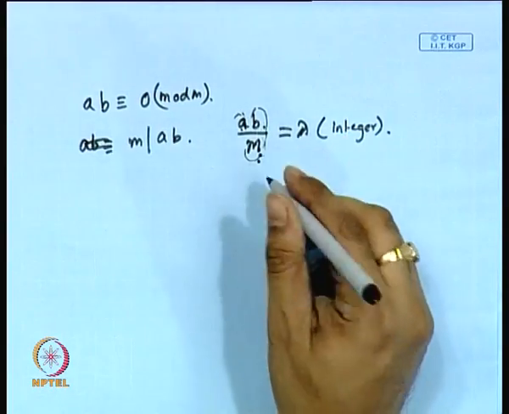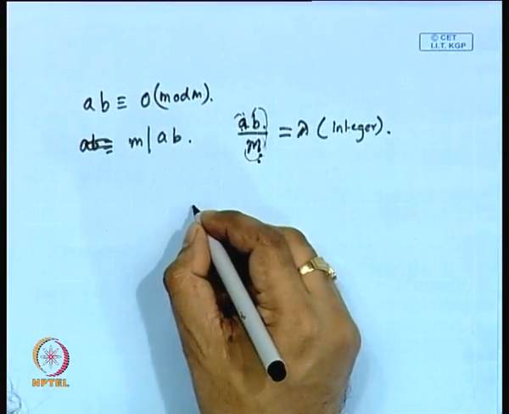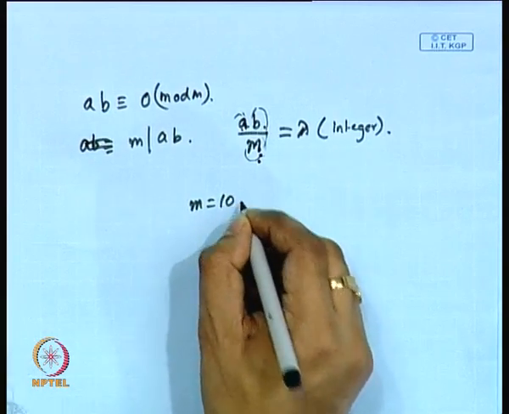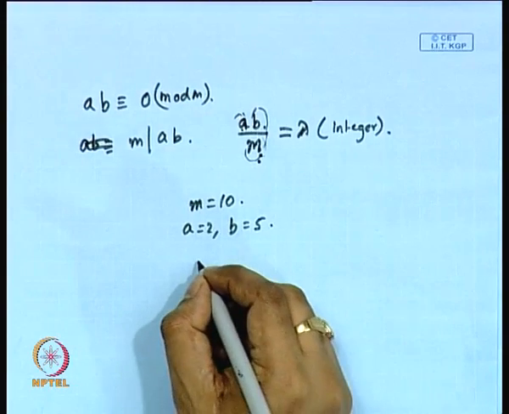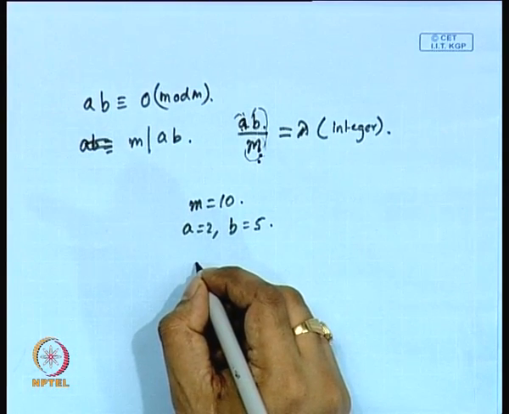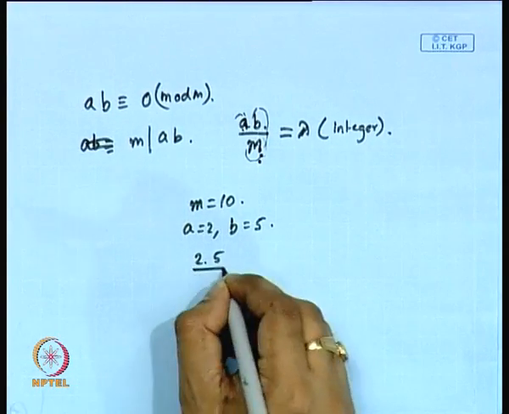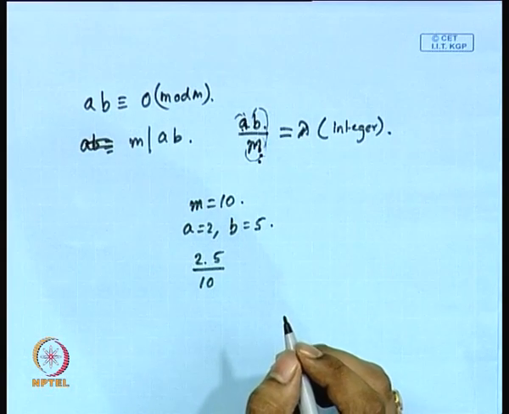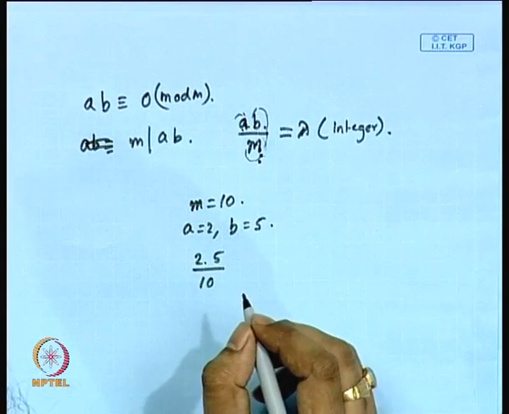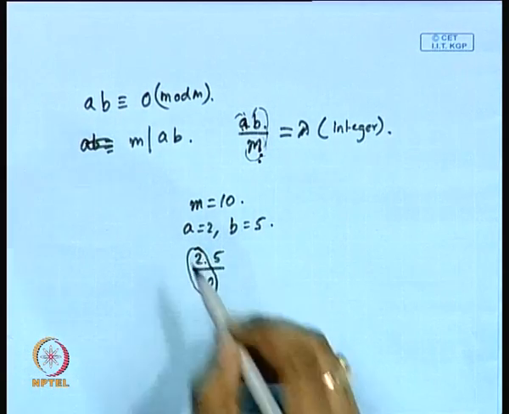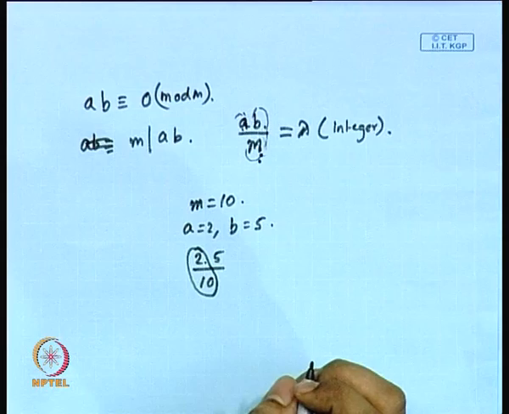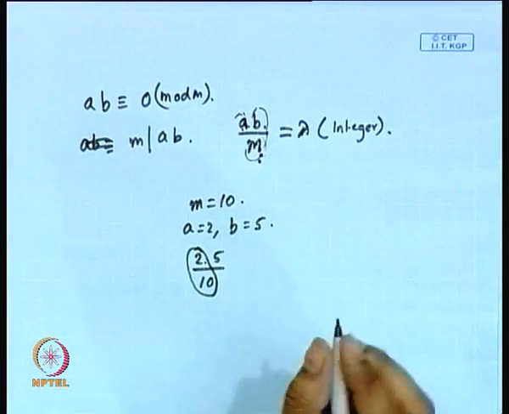See, for example, if you consider the example we considered just now, with m equal to 10, a equal to 2 and b equal to 5. Now let us consider 2 into 5 divided by 10, this ratio. You will see that the GCD is neither 1 nor 10, but it is in between.